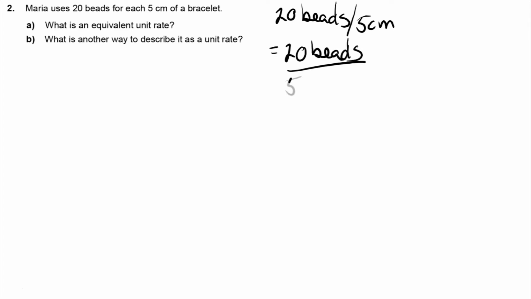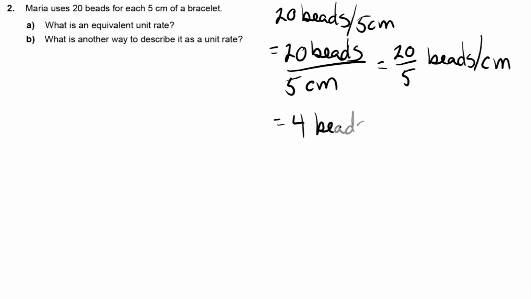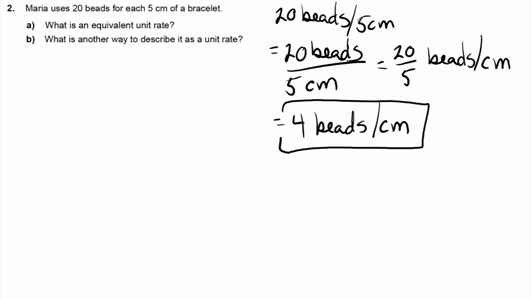that's the same as saying 20 beads divided by 5 centimeters of bracelet, which, as we've said previously, is the same as saying 20 divided by 5 beads per centimeter. 20 divided by 5, no surprise, is 4 beads per centimeter. So that is a unit rate.